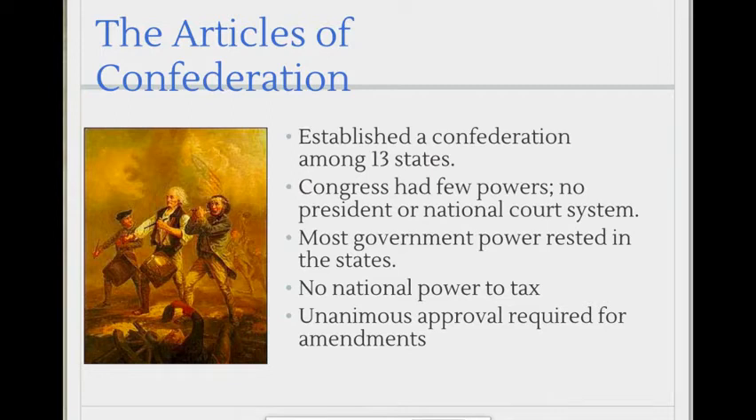So let's look at our first system of government when we declared our independence. It was the Articles of Confederation, and this established a confederation or loose alliance among 13 states. Congress had few powers. There was no president, no national court system. We were a unitary system of government, one branch. Most government power rested in the states. There was no national power to tax. And they needed unanimous approval for any amendment to change the articles.